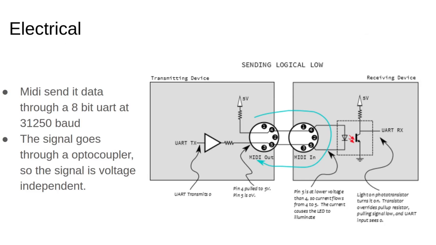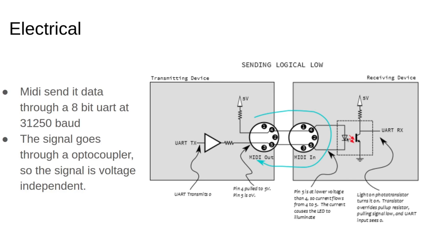So electrically, all MIDI is a UART signal at 31,250 baud. And a few intriguing things about the electrical circuit is there's an optocoupler, and all an optocoupler is, from the TX side, it's controlling an LED, and on the receiving side, there is a photosensitive transistor, and when the transistor goes low, it pulls the signal on the receiving side to ground. And with this optocoupler, it allows the two devices to be isolated from one another.